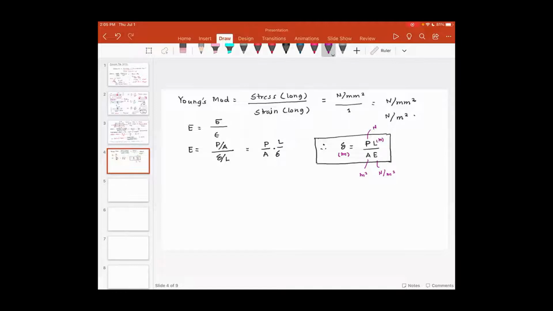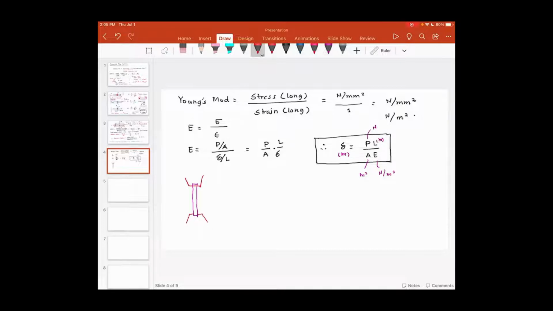And I want to talk about a thought experiment. Imagine you have a mild steel component, a mild steel dog bone, and that is held in a tensile testing machine.